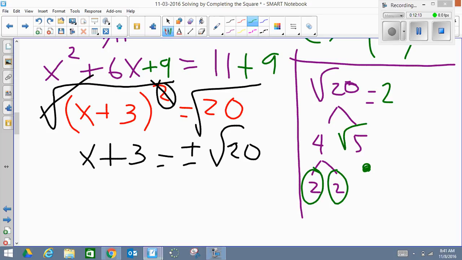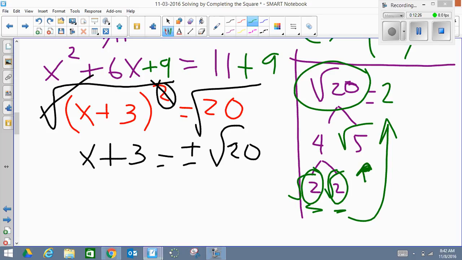Remember, all of this is supposed to be inside the radical. Because I broke the 20, now I have 2 2's, so 1 is coming out of the radical. Because I only have 1 5 left, that one is not coming out of the radical, so that stays inside the radical. So square root of 20 is the same as 2 square root of 5. Let me replace that over here.